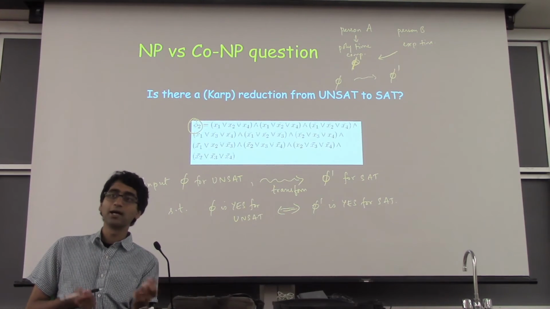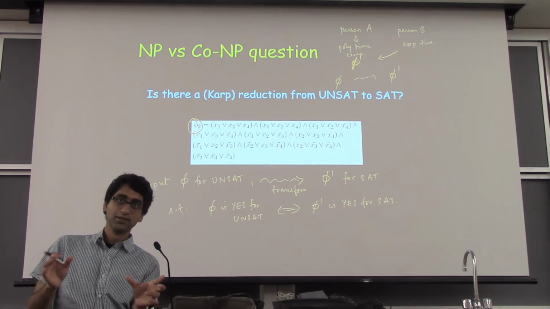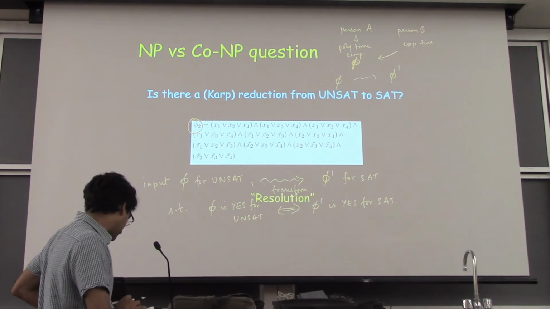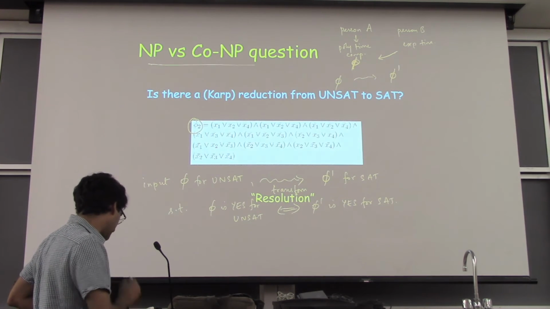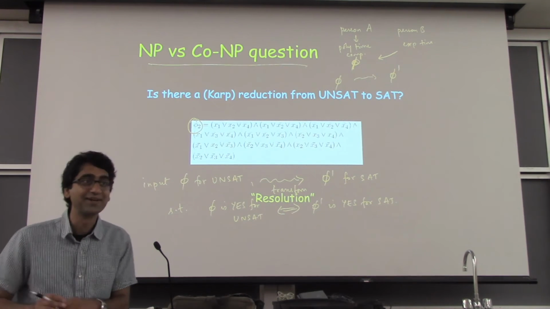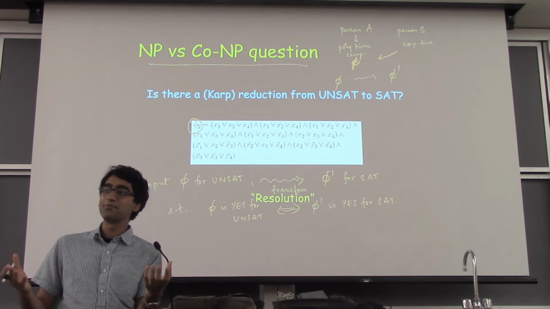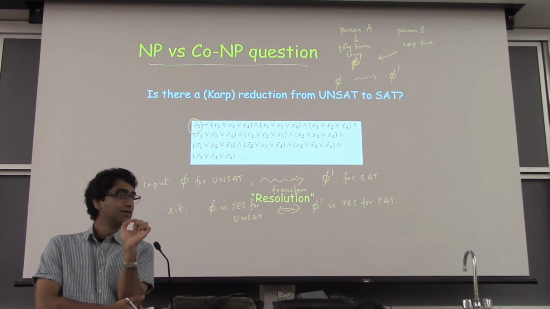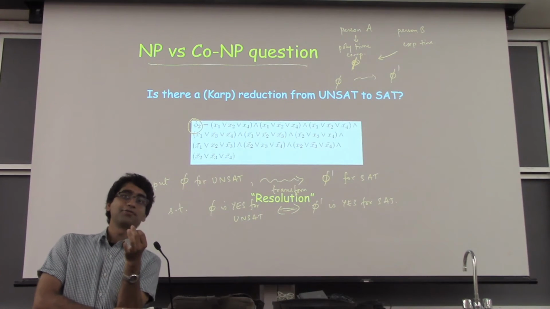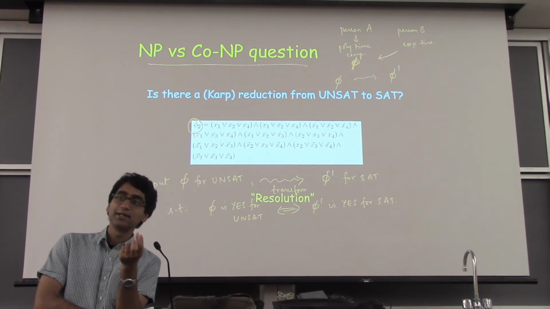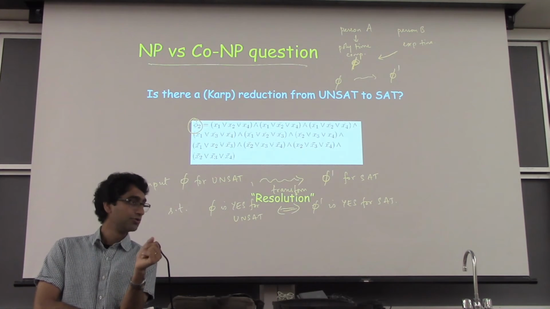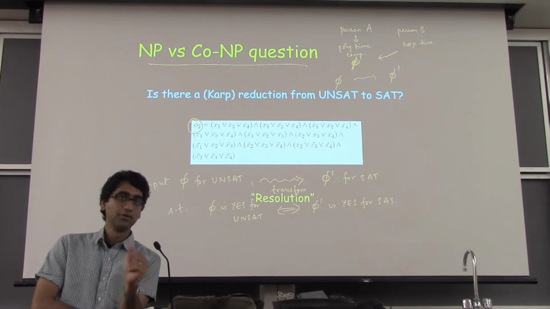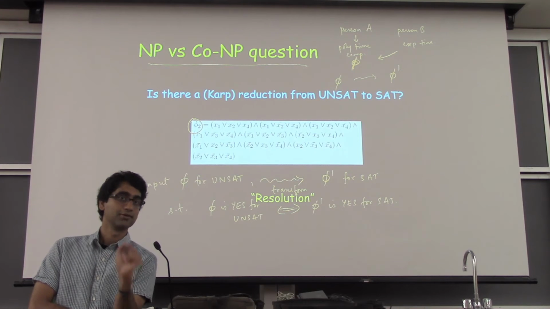This is what's called the NP versus co-NP question. So I have this title slide. This is what is called the NP versus co-NP question. Basically, is there a way of convincing someone that a formula is not satisfiable? Can you do it in polynomial time? This we don't know. We believe that this cannot be done, but there's no proof that this cannot be done. So it's very much like the P versus NP question.